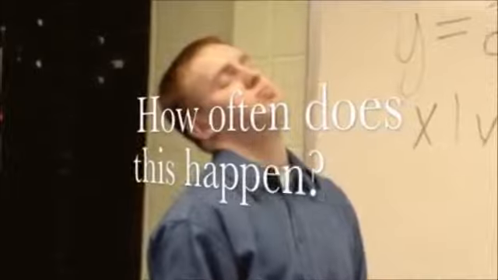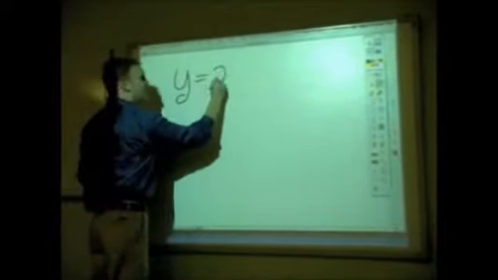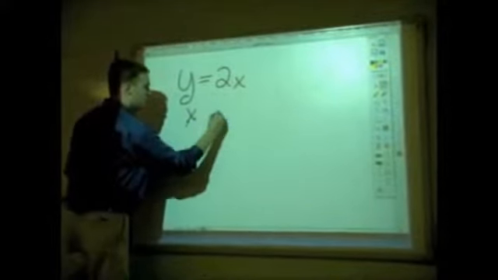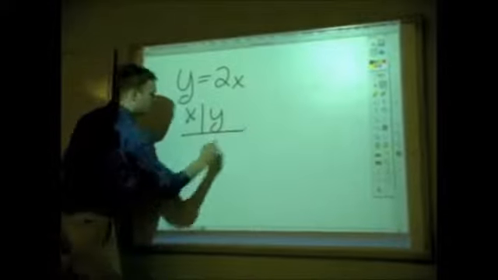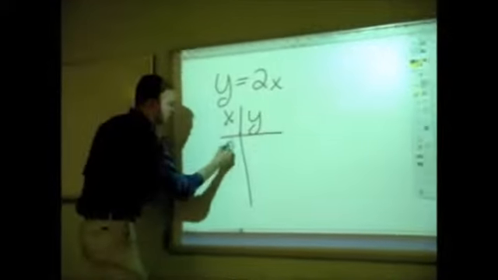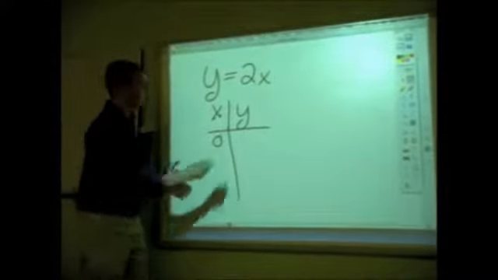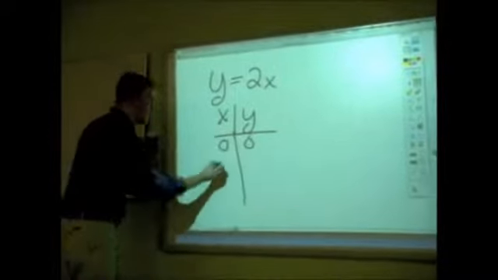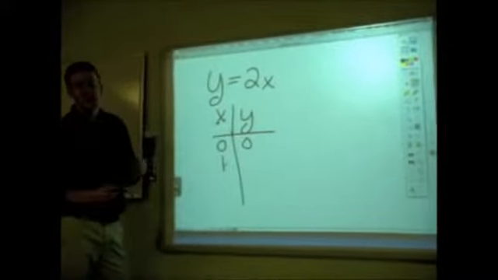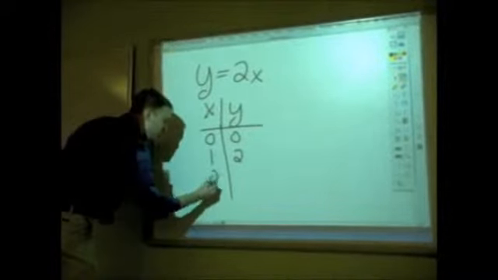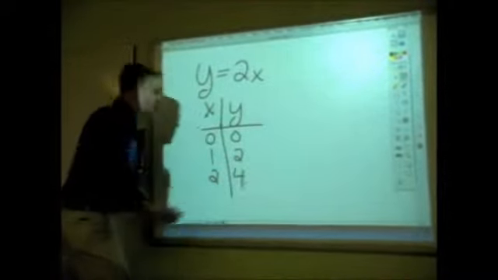Alright, our first equation we're going to start off with is y equals 2x. We're going to make our xy table. And for our first value of x, we're going to go with 0. Second value, when x is 0, y is 0 also. When we put 1 in for x, y is going to be 2. And then when we put 2 in for x, y is going to be 4.